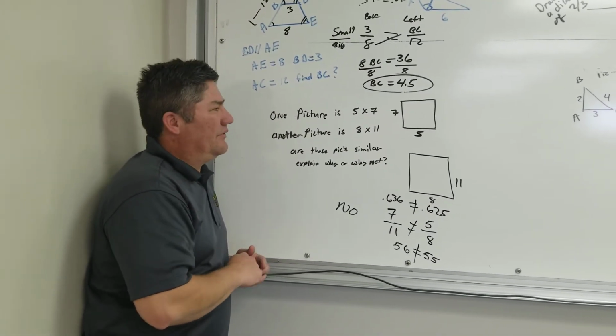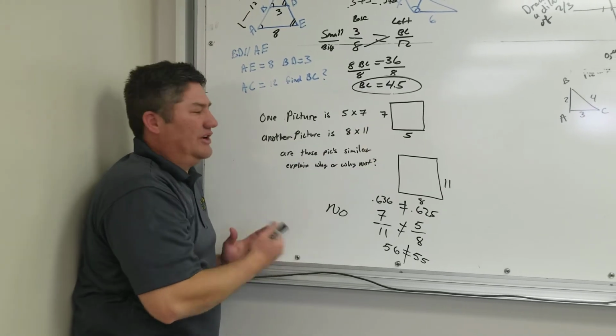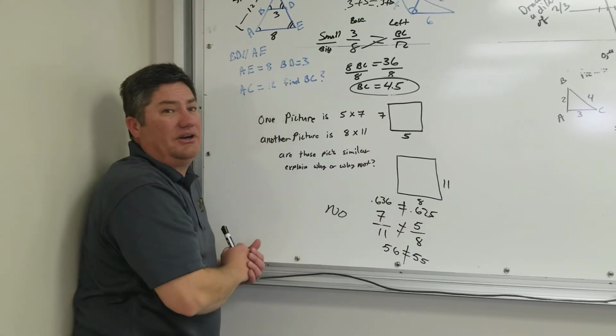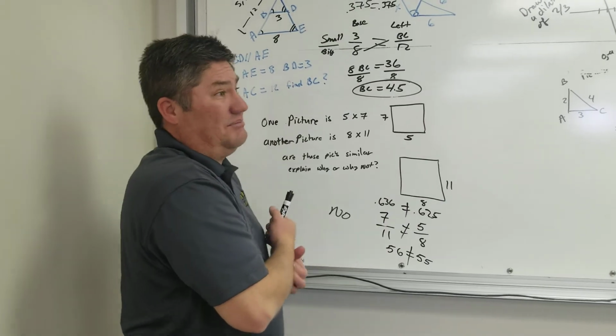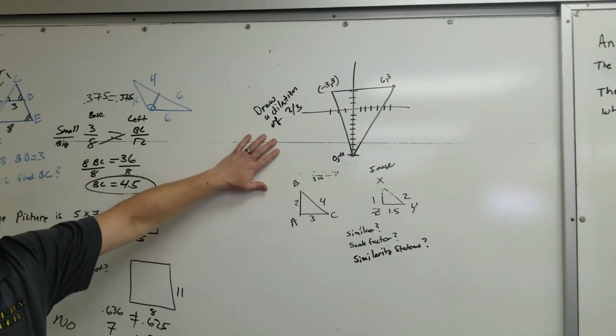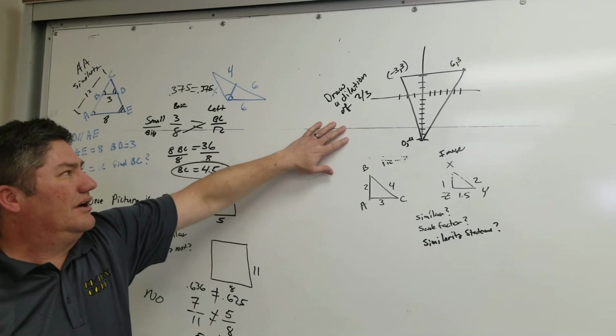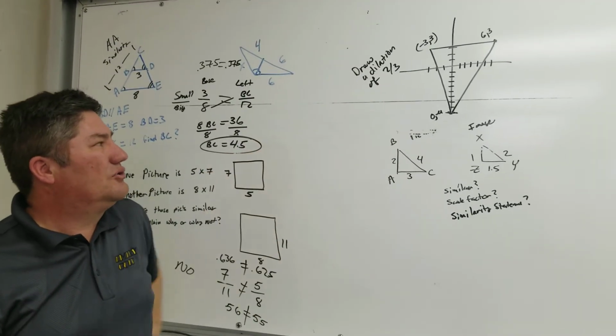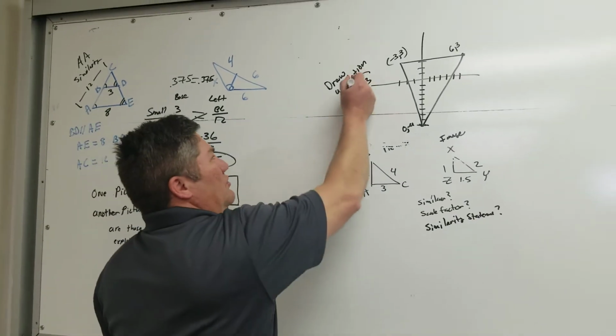So if you actually enlarged a 5 by 7 onto an 8 by 11 piece of paper, it actually wouldn't be exactly the same, but it's close. All right, let's do this one over here. We're going to do a dilation of a figure. So we're going to dilate it by 2/3.